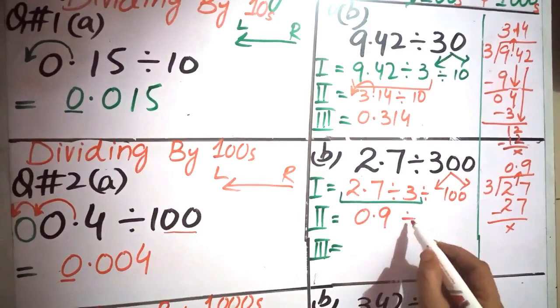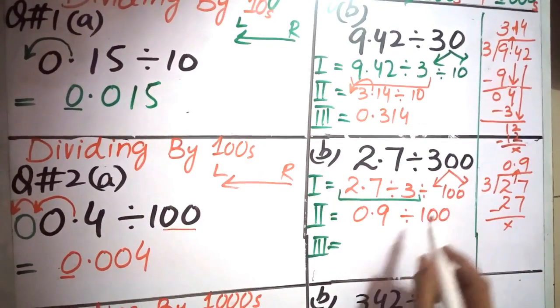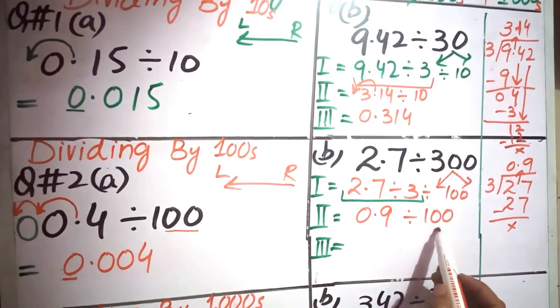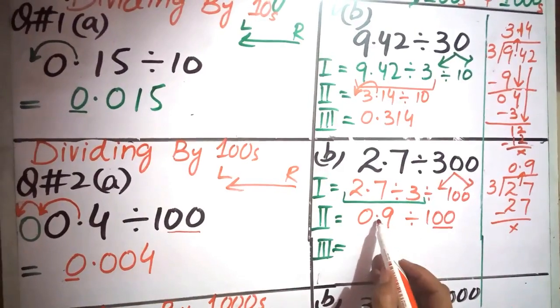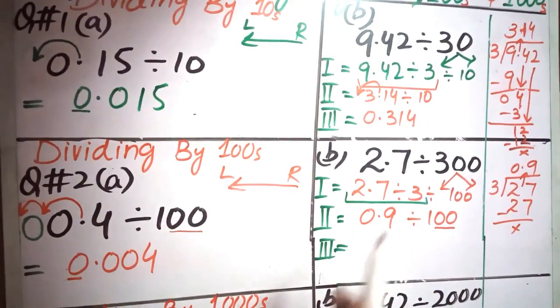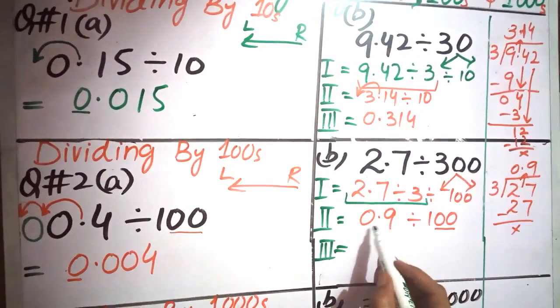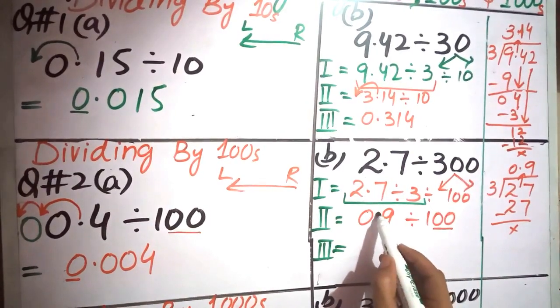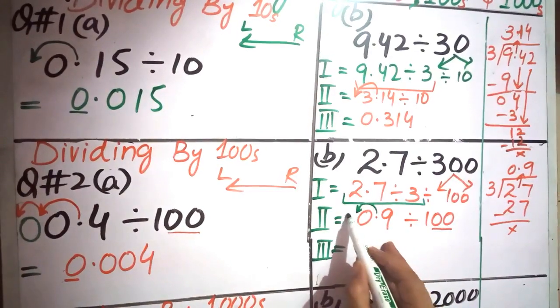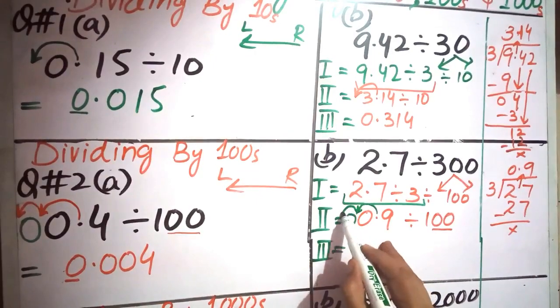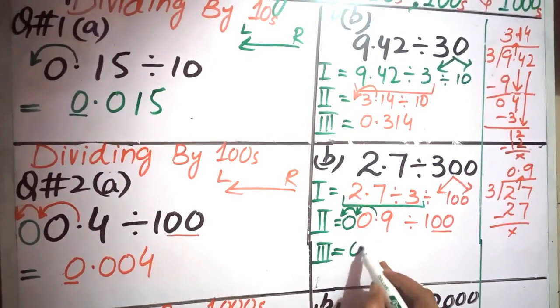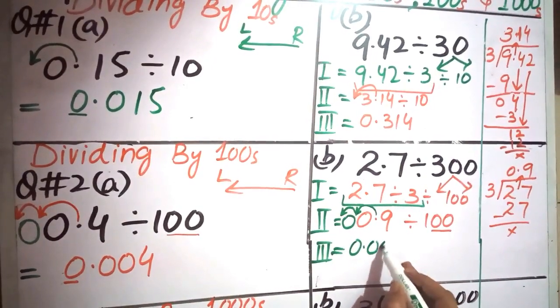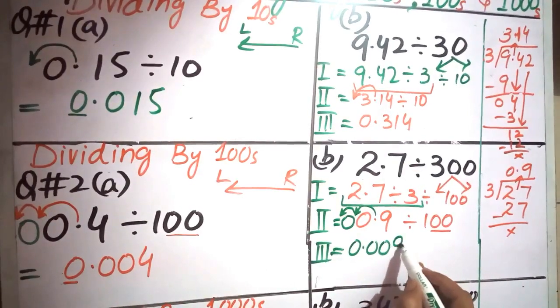Then you will get 0.9 divided by 100. Again see, we are having 2 zeros and we have to shift the point 2 times, but we are having 1 digit. We have to put 1 more digit to shift the point twice. Then the number will become 0.009.